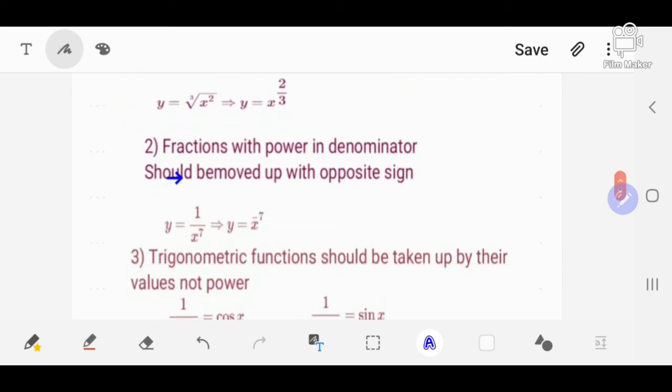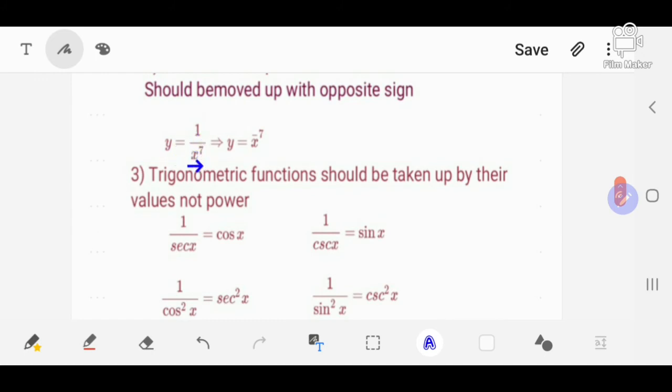What if you have a fraction with a power in the denominator, like this one, 1 over x to the power of 7? You rewrite it as x to the power of negative 7. So whenever you have a power in the denominator, it should be taken up with the opposite sign.